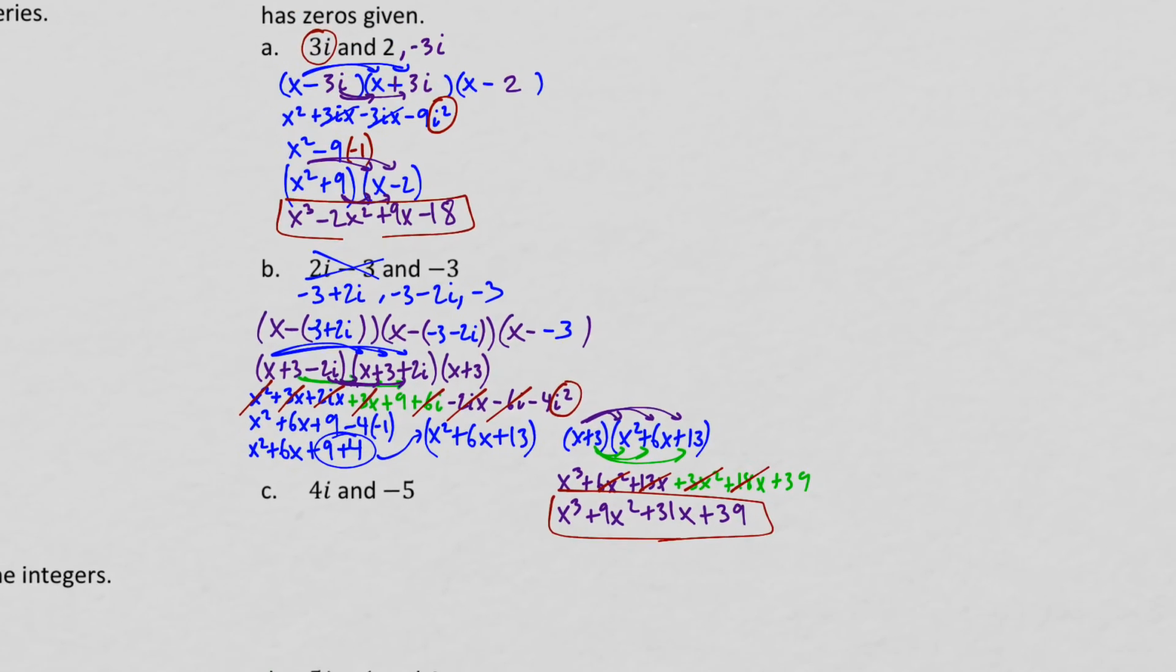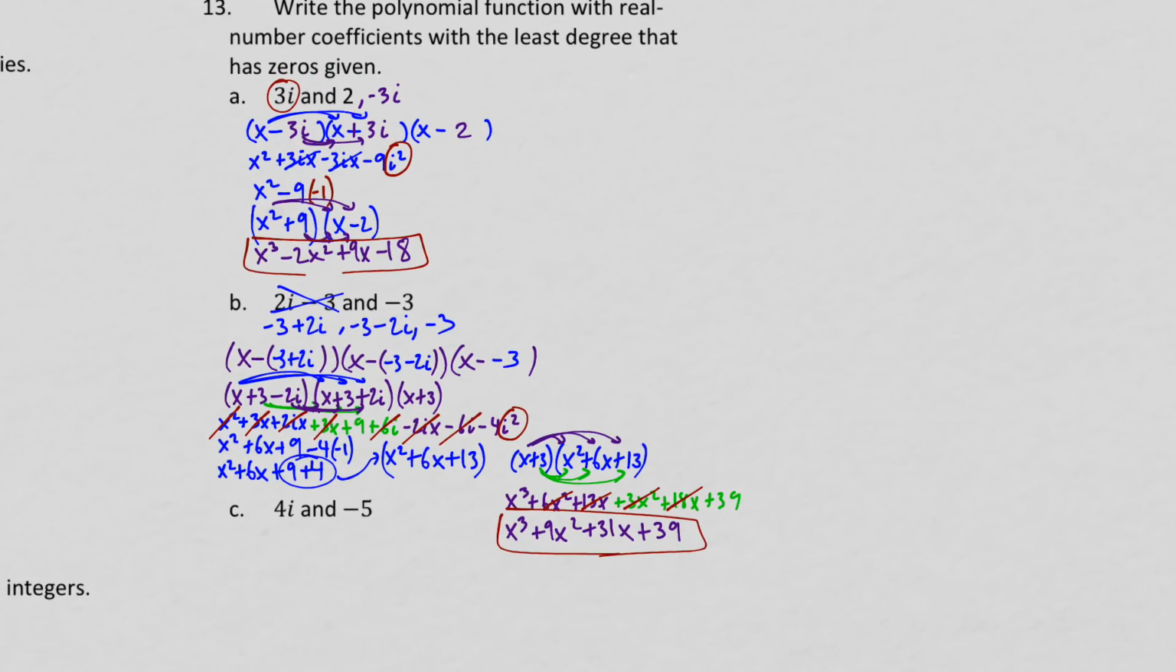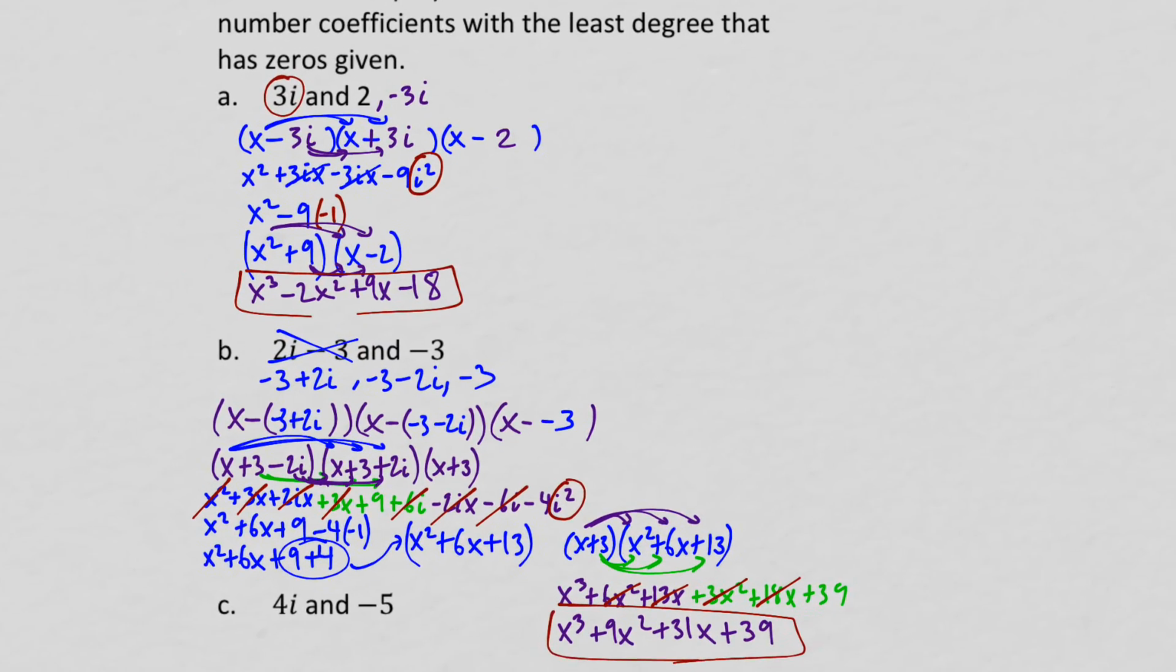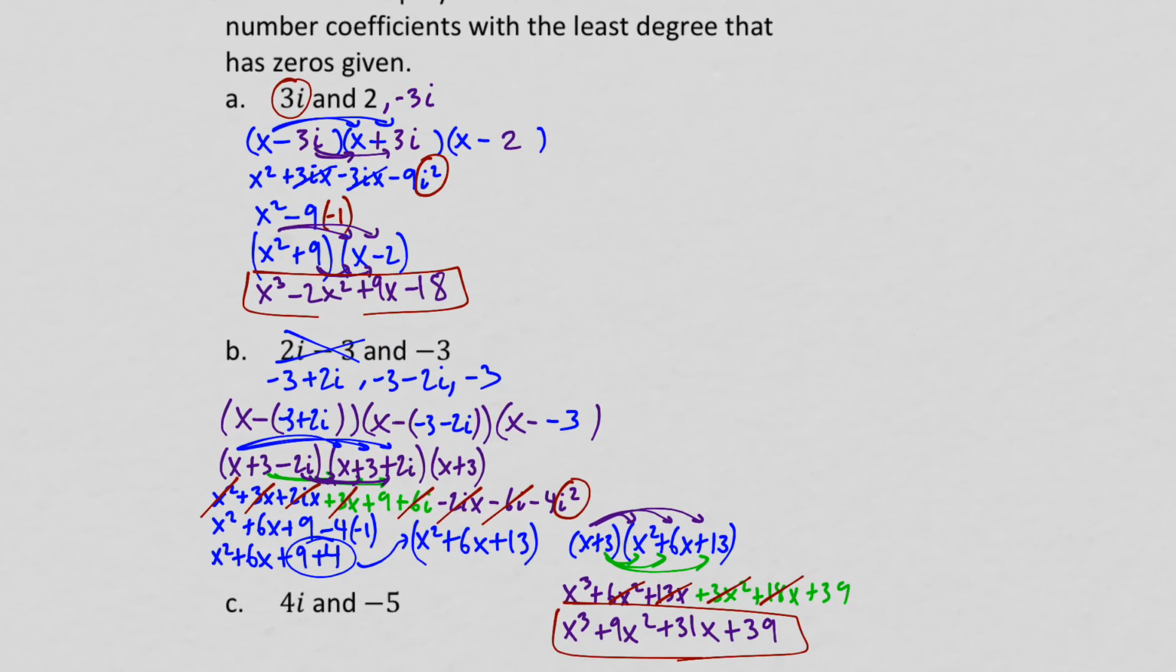So C and D are going to be yours, but remember the basic idea is to start your three binomials, which is x minus, x minus, x minus, whatever numbers they gave you. Don't forget about the conjugates. If they give you 3i, then you need the opposite. If they give you 2i minus 3, which is really negative 3 plus 2i, then you need the conjugate, which is negative 3 minus 2i.